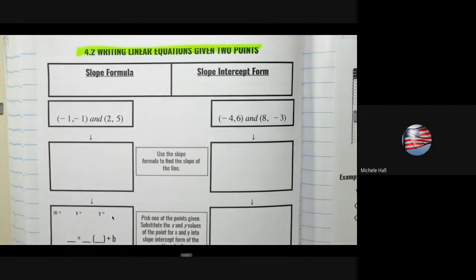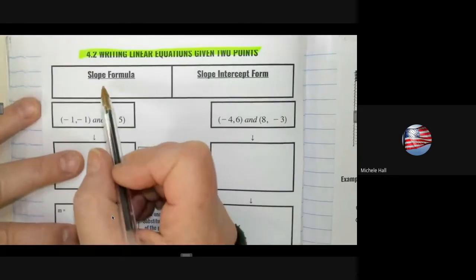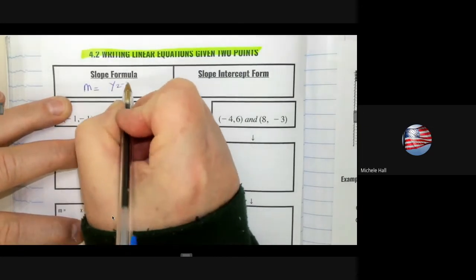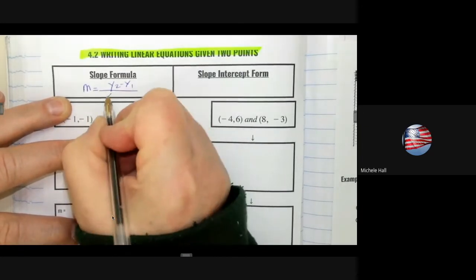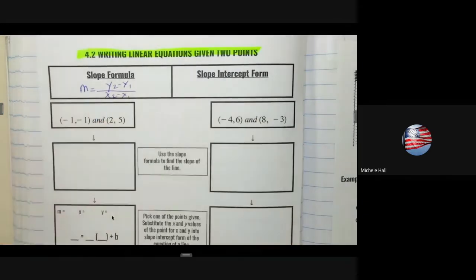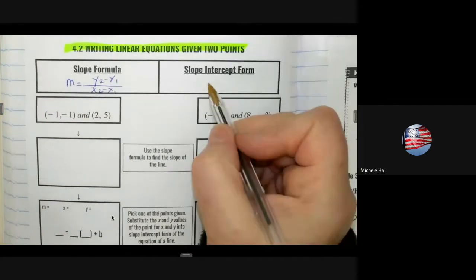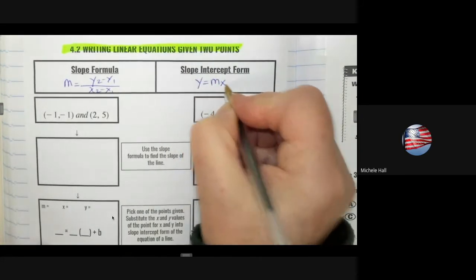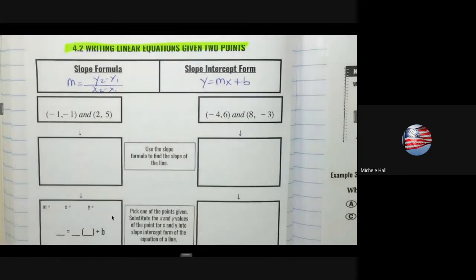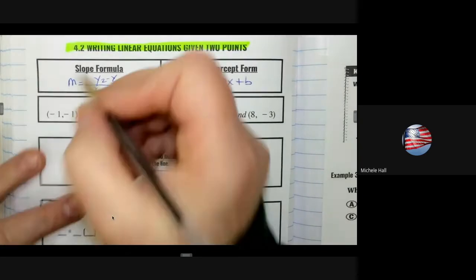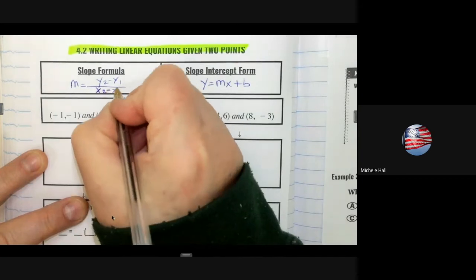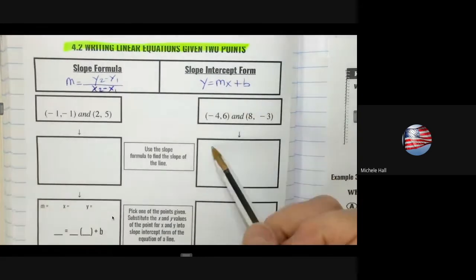4.2, write linear equations given 2 points. We have the slope formula: m equals y2 minus y1 divided by x2 minus x1. Slope-intercept form: y equals mx plus b, my slope and my y-intercept. Those are the two formulas that we're going to be using today, our slope formula and the equation of a line in slope-intercept form.